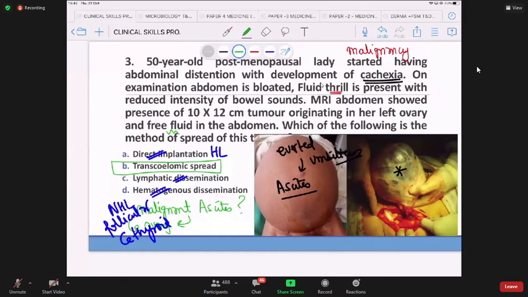You are very well aware that the commonest cancer of the ovary would be a serous cystadenocarcinoma, not a serous cystadenoma. A serous cystadenocarcinoma would be a malignant cancer that can contribute to manifestations like these.